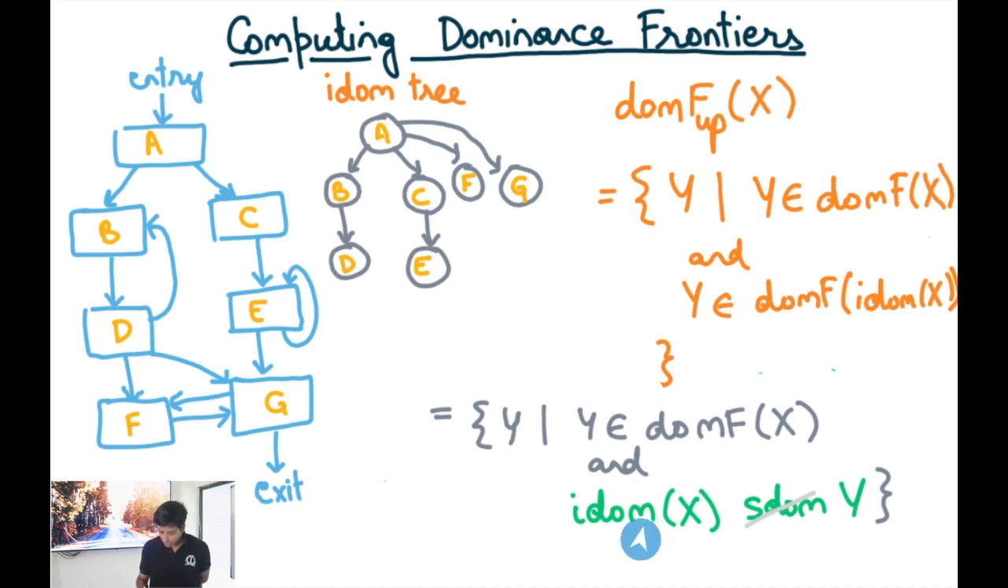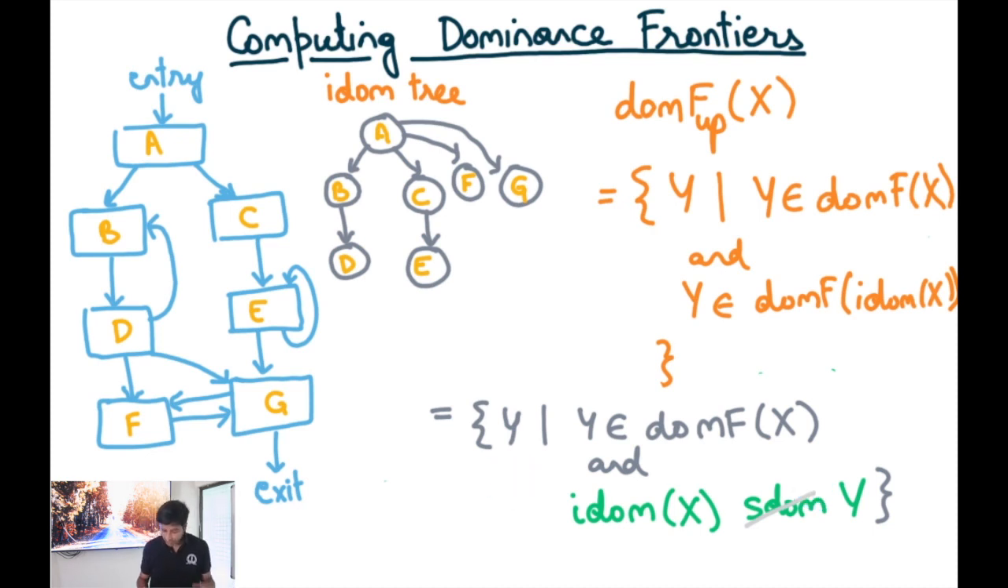In other words, if the immediate dominator of X does not strictly dominate Y, then Y belongs to the dominance frontier of idom X. And it's easy to see that, because if Y belongs to the dominance frontier of X, then there is some predecessor P of Y that is dominated by X. And if something is dominated by X, then it must be dominated by idom X as well. And so there is some predecessor P of Y that is dominated by idom X. And if idom X does not strictly dominate Y, then we know that Y must belong to the dominance frontier of idom X, which is what we wanted here. And you can do the other side of this equivalence as well.